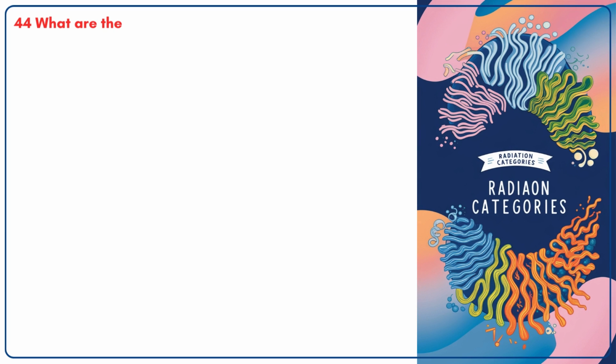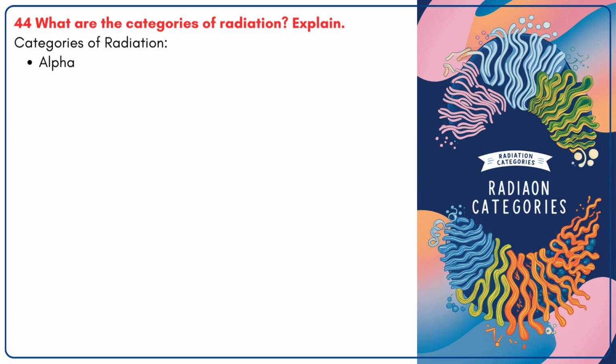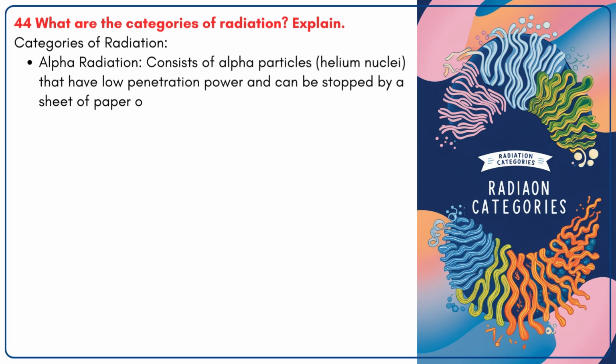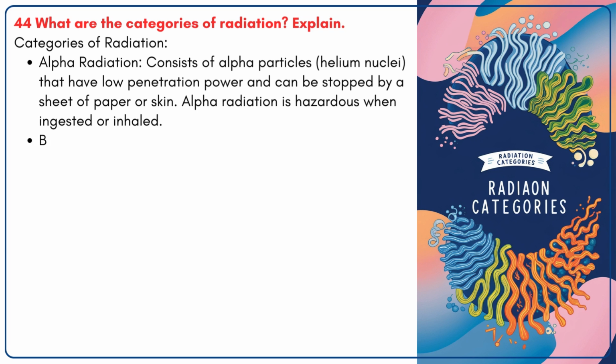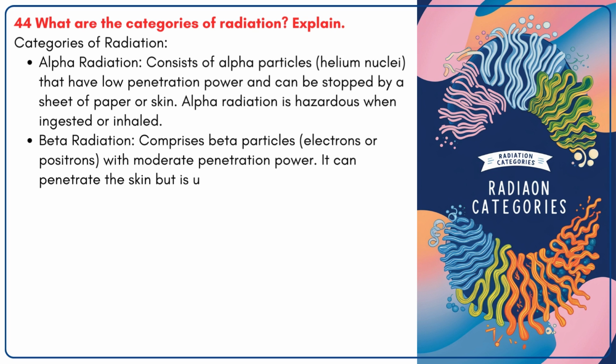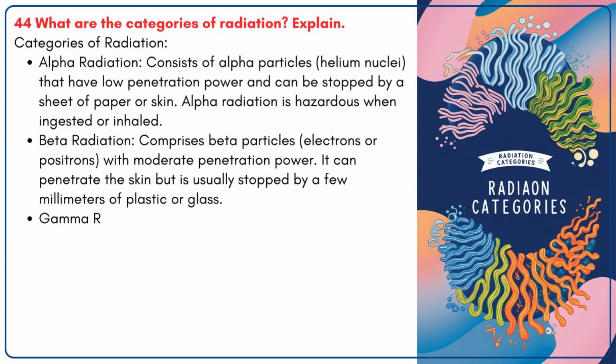44. What are the categories of radiation? Explain. Categories of radiation. Alpha radiation consists of alpha particles, helium nuclei, that have low penetration power and can be stopped by a sheet of paper or skin. Alpha radiation is hazardous when ingested or inhaled. Beta radiation comprises beta particles, electrons or positrons, with moderate penetration power. It can penetrate the skin but is usually stopped by a few millimeters of plastic or glass.